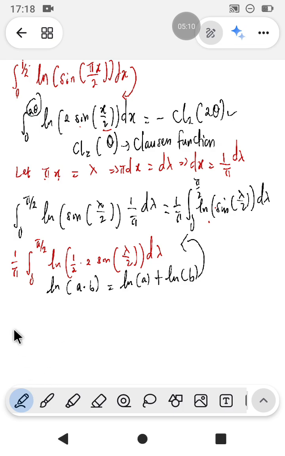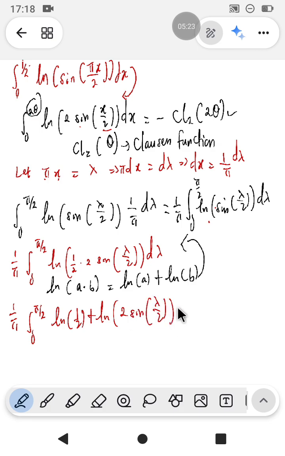All right, so we have 1 over pi, then integral from 0 to pi over 2, then natural log of 1 over 2, plus natural log of 2 sine lambda over 2, then d lambda. Wow, that's wow. Okay, guys, so now let's move on.